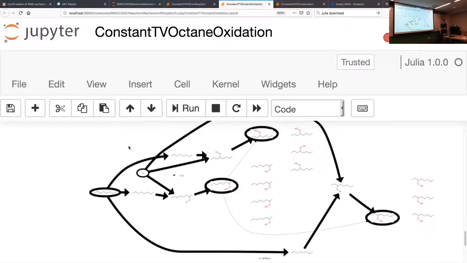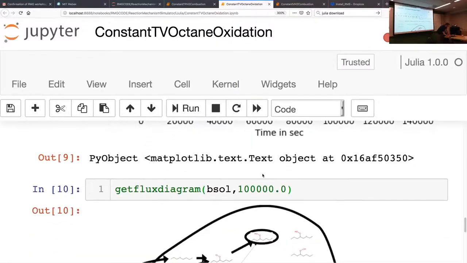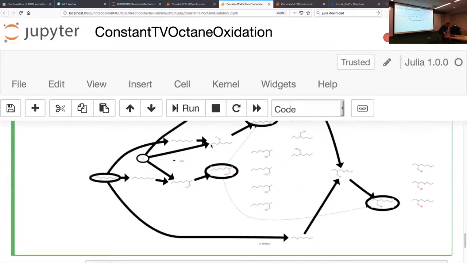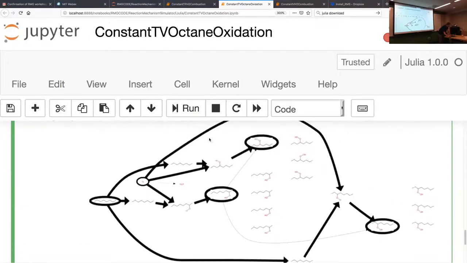And so this lets you actually look at where the paths are. You can also note that I told it specifically to make this at this time. You can make it at any time you want, and you can look at how the mechanism is changing, how the fluxes are changing over the course.